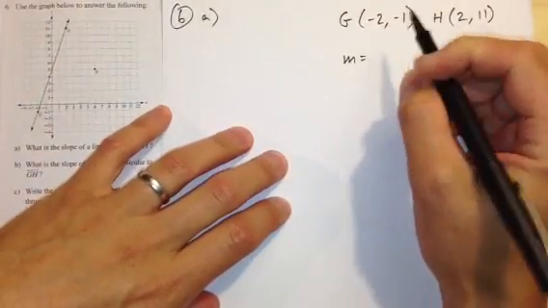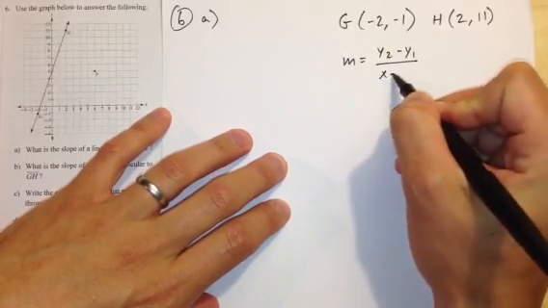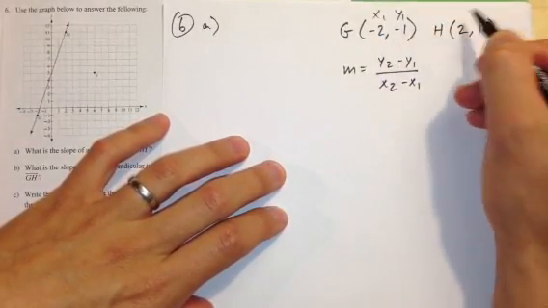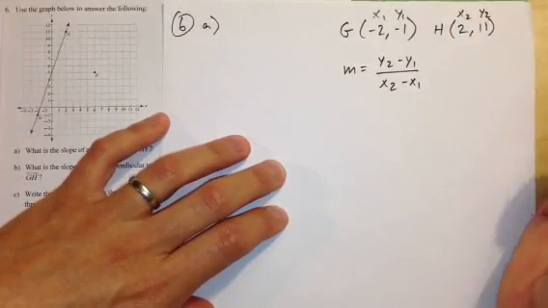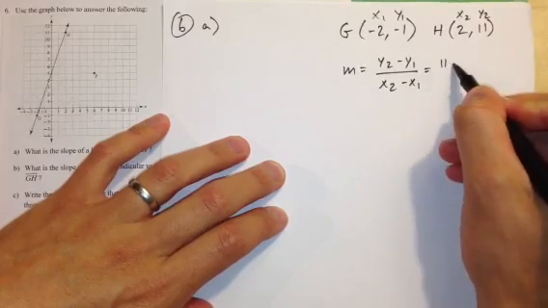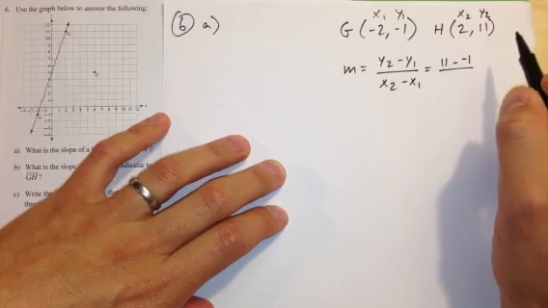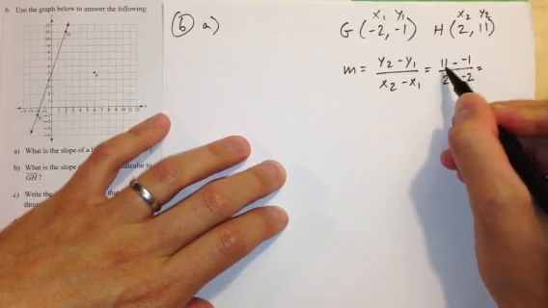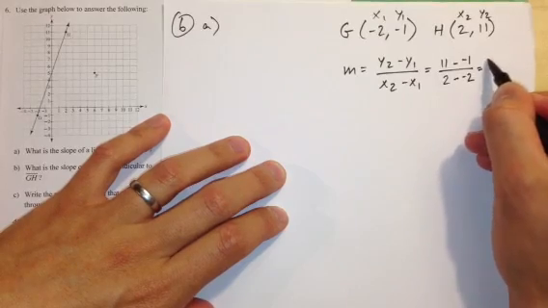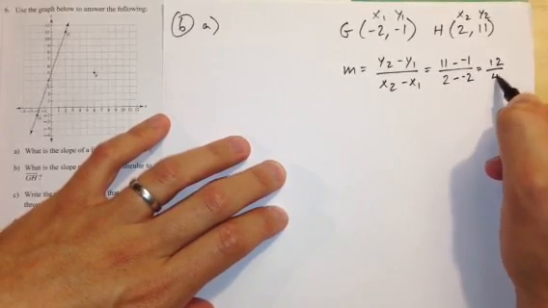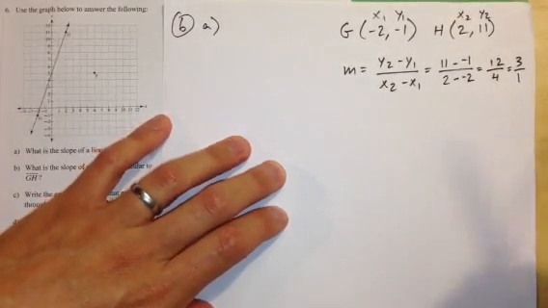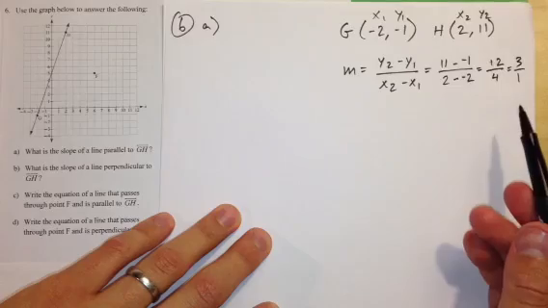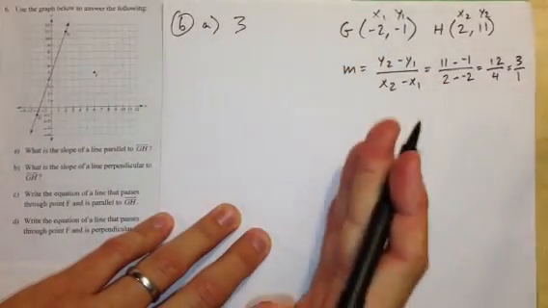The slope, m, equals y2 minus y1 over x2 minus x1. So I'm going to label my points here, x1, y1, x2, y2, and I am going to substitute. So y2 is 11 minus y1, which is -1, over x2, 2 minus x1, -2. 11 minus -1, 2 negatives make a positive, so this is actually 11 plus 1, which is 12, over 4, which equals 3 over 1. So the slope of line GH is 3 over 1, or just 3. What that means is the slope of a line parallel to GH is 3, because parallel lines have the same slope.